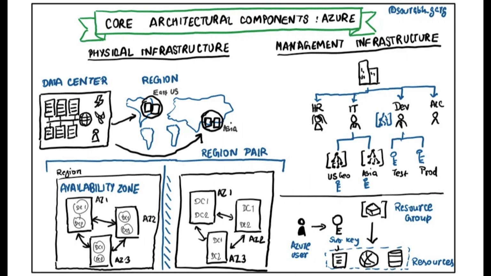Here is an explanation to make it clearer. In this diagram you can also see that we have a data center which is connected to two regions, and below we have region pairs with different availability zones. We have discussed this already, and this is again just a different diagram to explain it in more detail.